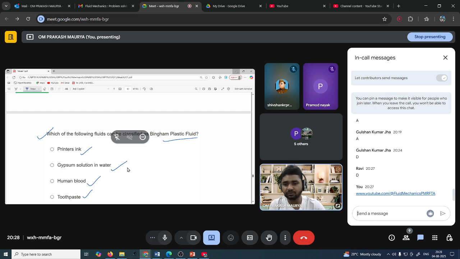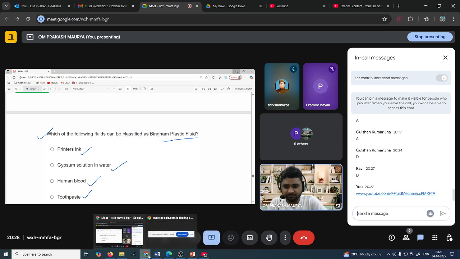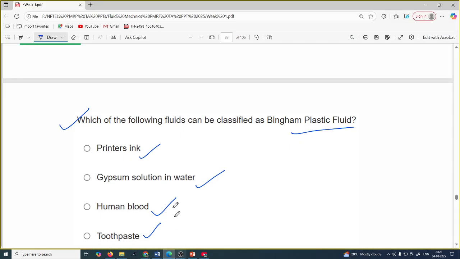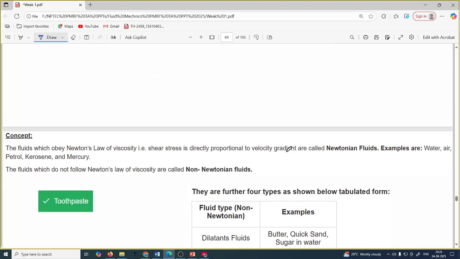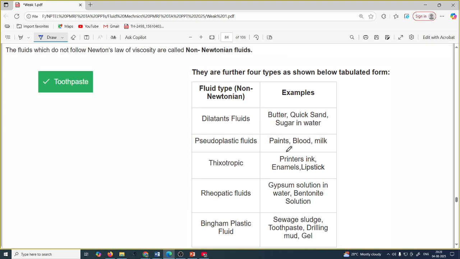So you are telling toothpaste, Bingham plastic. Yes, definitely toothpaste will be the correct answer. As you know, once you apply some force on your toothpaste, then it tries to flow. So toothpaste has some yield value, that is some shear stress, after which it tries to flow. So definitely toothpaste will be an example of Bingham plastic.